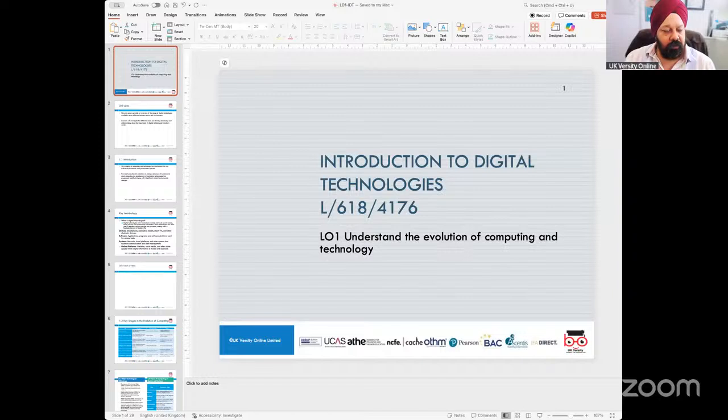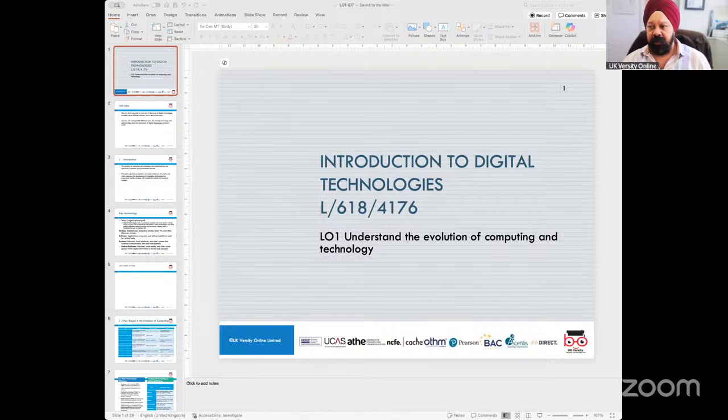Right. So what we are looking at today is learning outcome 1, which primarily focuses on understanding the evolution of computing and technology. This is going to be more focused on looking at how computing, or computers as a technology, came about, where we see the beginnings of computing, and what is covered in terms of the evolution of computing. Now, this is looking at a bit of a timeline, because at the end of the day, what we want to do is understand how computing actually evolved.